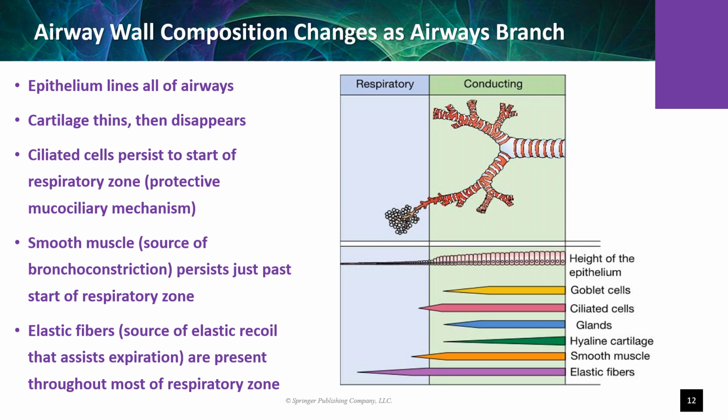The smooth muscle cells are responsive to autonomic nervous influences, producing dilation under sympathetic control or constriction under parasympathetic control. The elastic fibers contribute to the elastic recoil that drives passive expiration.